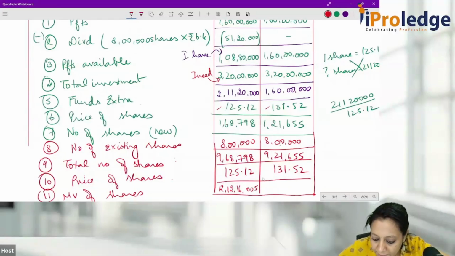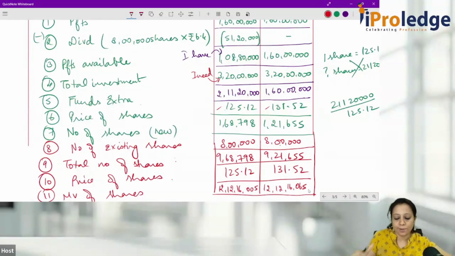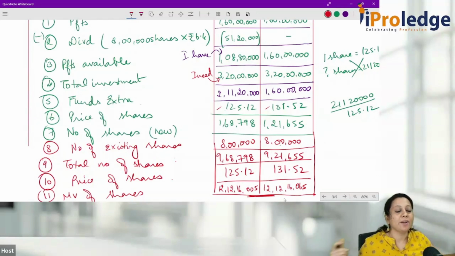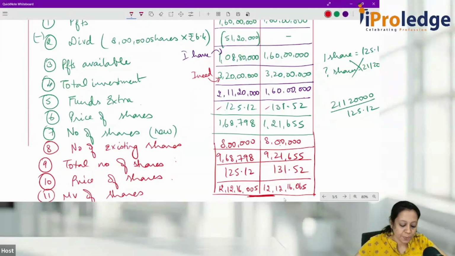9 lakh 21,655 into 131.52. That is also 12 crore, 12 lakh 16,665 we are getting. That 60 rupees difference is due to rounding off. But you can see the market value is the same, whether dividend is paid or dividend is not paid. Whatever I've done in red color is for cross verification. So our answer is matching in both cases. So the number of shares is correct.